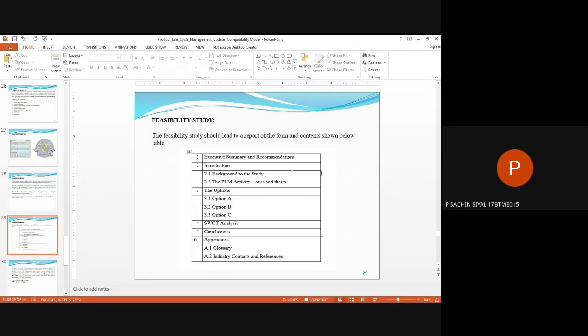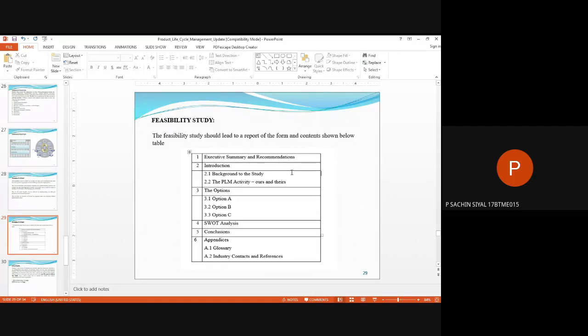Then the PLM activity, ours and theirs. I think it's a comparison between your product and the product that already exists. Then the options: you're not set on only one, you have three options. You can either go with this design or that design, based on how much time you have. Assume you make three different designs, and one design can be made in a month but won't have all the features. Another might take more time but have extra features. Based on the time you have, you select the option which is more suitable.